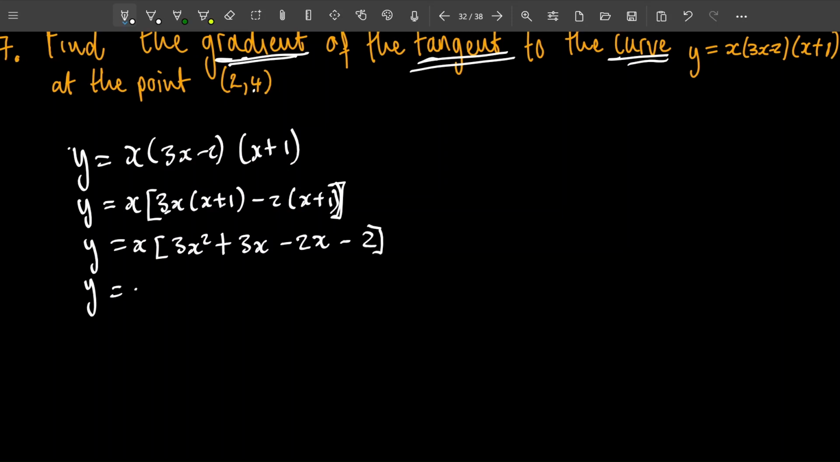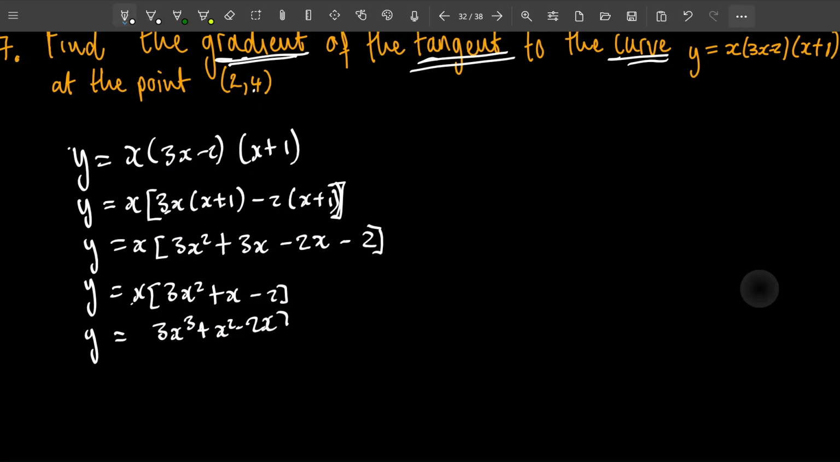Then we have y equal to x times (3x squared plus 3x minus 2x, which is plus x, and then minus 2). Now we expand: y is equal to x times 3x squared, which is 3x cubed, plus x times x, which is x squared, minus 2 times x, which is 2x. And we are done finding our y.